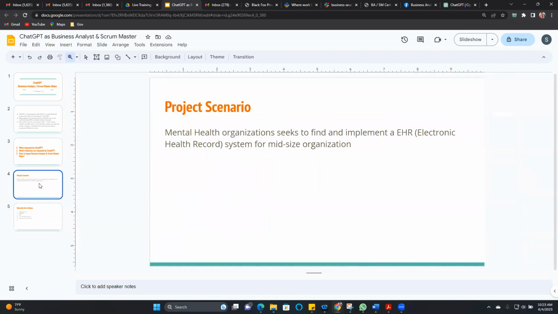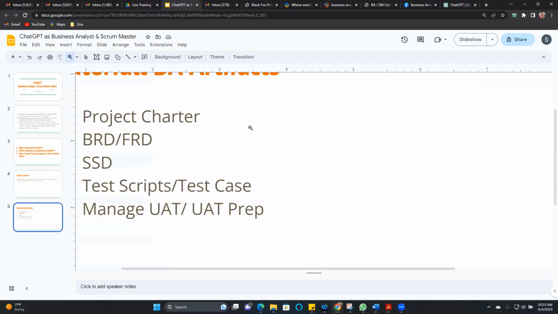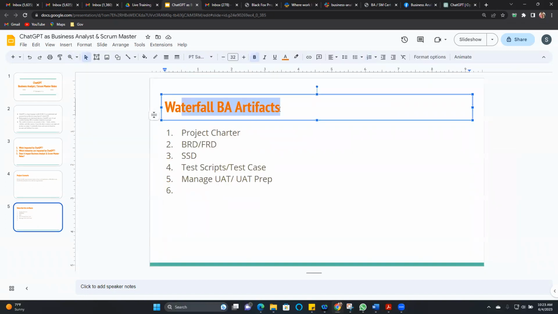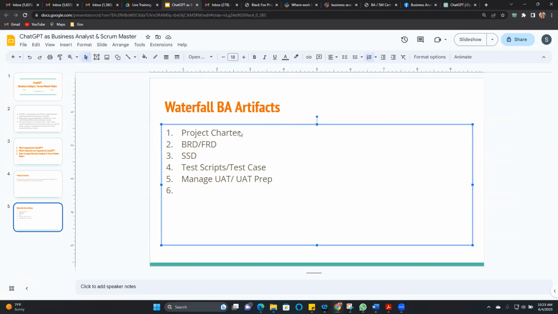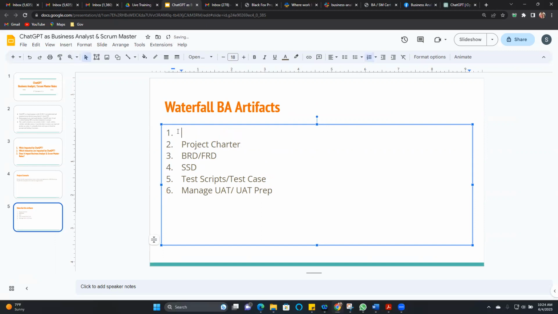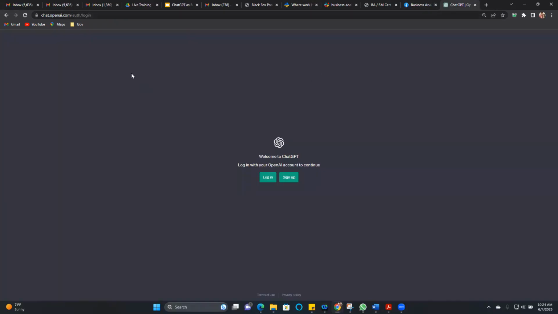It's okay. So here is our project scenario. Mental health organization seeks to find and implement an electronic health record system for mid-sized organizations. Generally, the artifacts that you are responsible for as a business analyst are a project charter, BRD, FRD, SSD, test scripts, test cases, manage and prep UAT. But even before you do some of this stuff, you may need to do some sort of market research. Right. So here is ChatGPT.